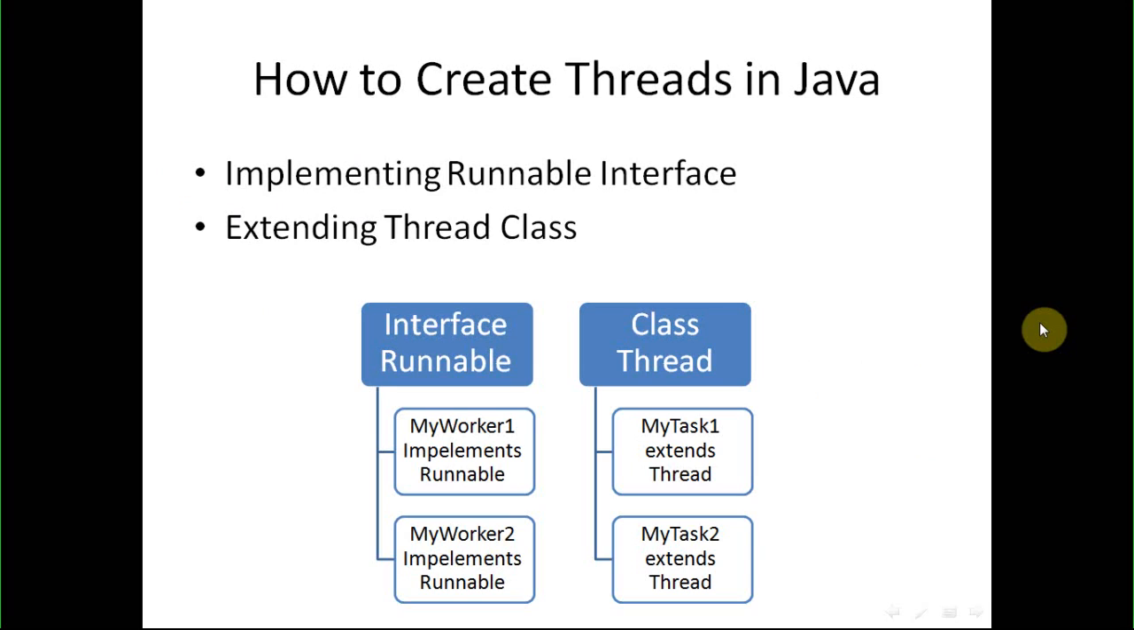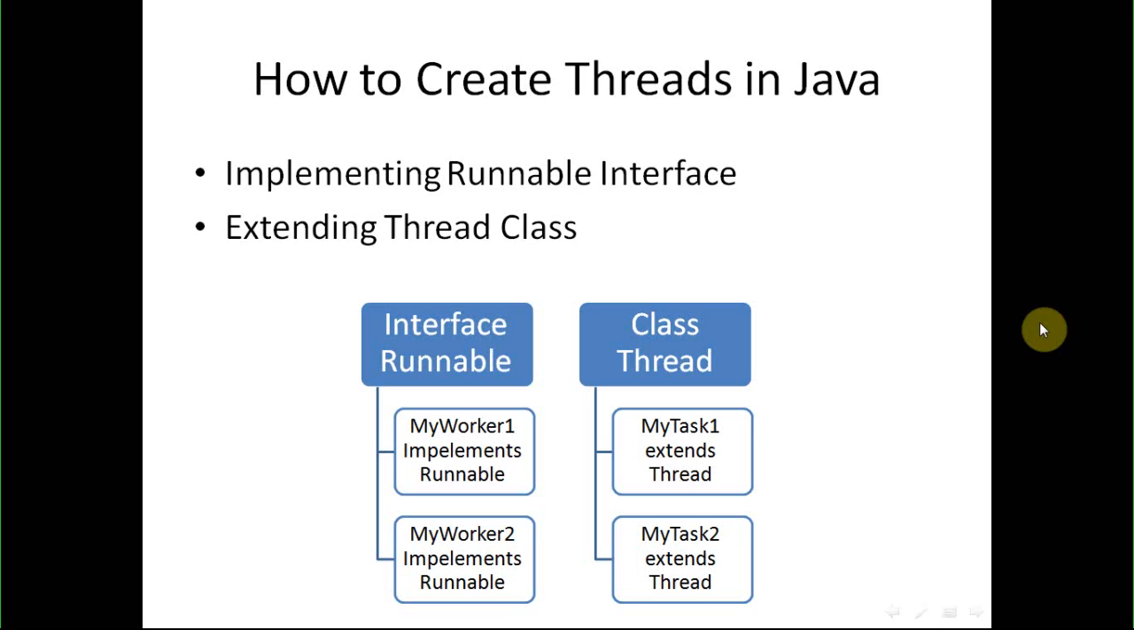You have two different ways of creating a thread in Java. One of them is implementing the Runnable interface, and the other is extending the Thread class. The Thread class is a concrete class, and the Runnable interface is actually a functional interface. A functional interface means that it has only one method. The Runnable interface has only one method called run.